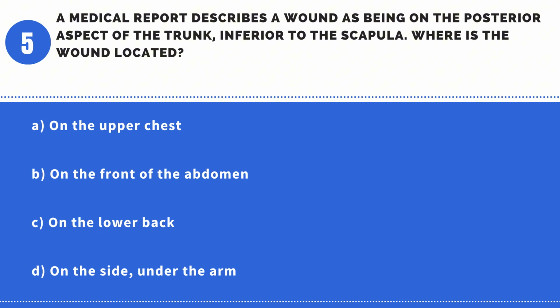Question 5. A medical report describes a wound as being on the posterior aspect of the trunk, inferior to the scapula. Where is the wound located? A. On the upper chest. B. On the front of the abdomen. C. On the lower back. D. On the side, under the arm.